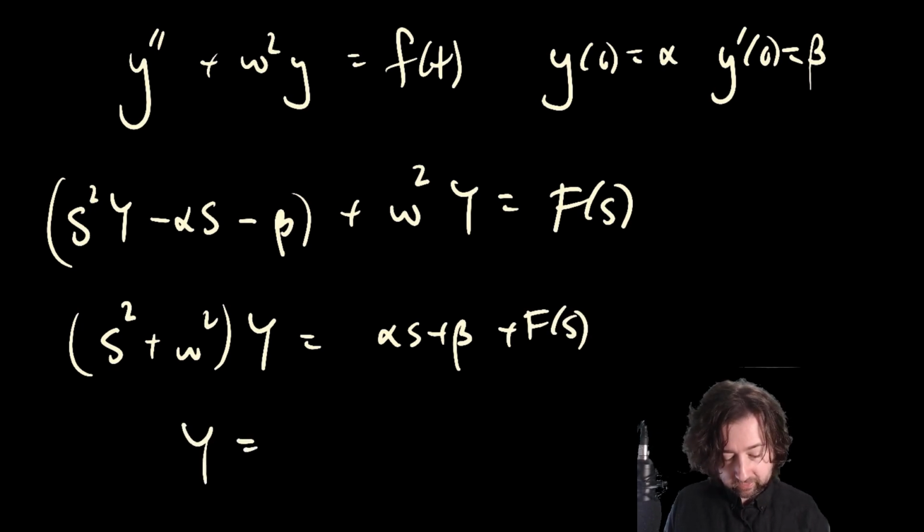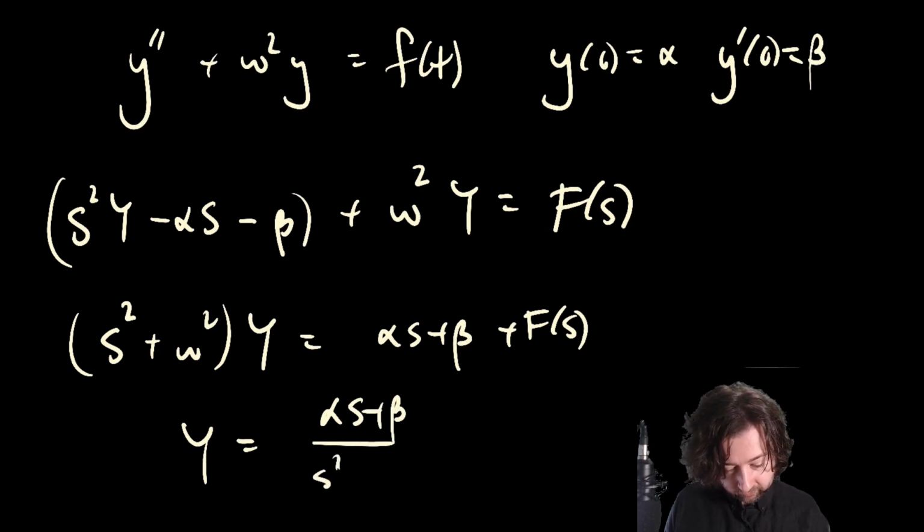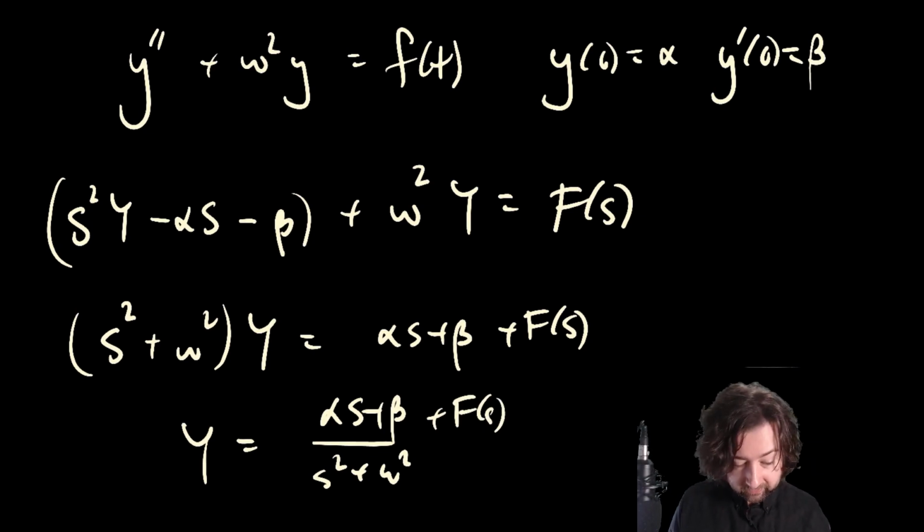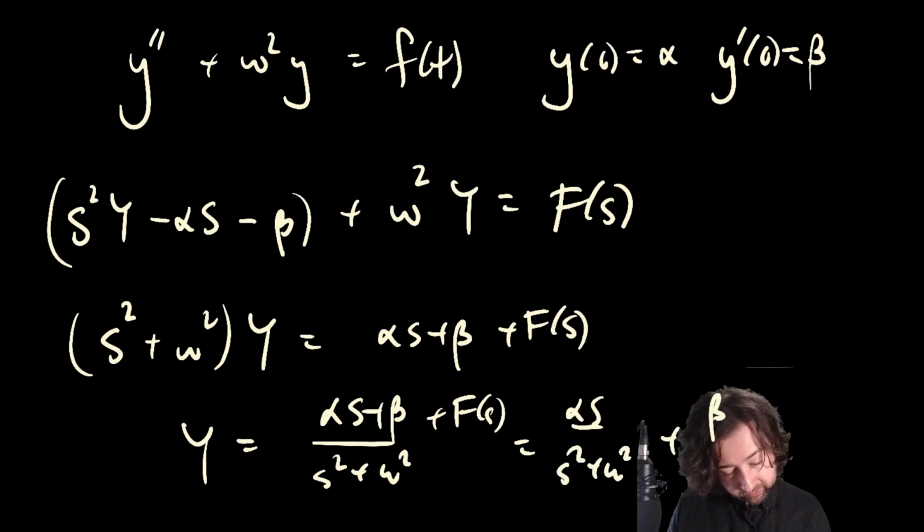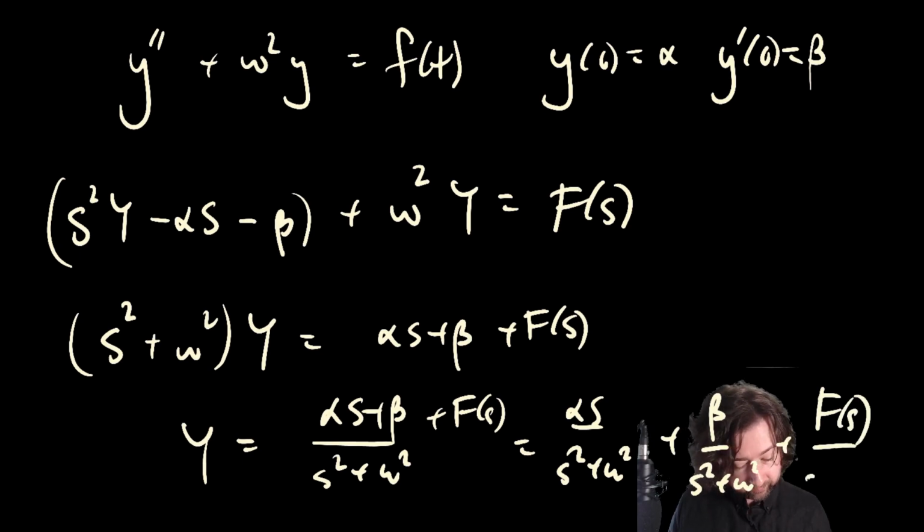And so Y is equal to (alpha s plus beta) over (s squared plus omega squared) plus F of s over (s squared plus omega squared). I can break that up into pieces: alpha s over (s squared plus omega squared) plus beta over (s squared plus omega squared) plus F of s over (s squared plus omega squared). Again, everything is fully generic at this point. I'm tracking this equation at its full level of generality, and this is a solution to this generic equation in the Laplace domain.